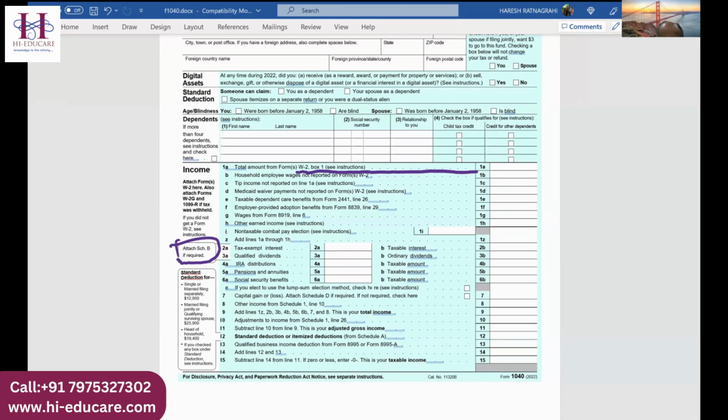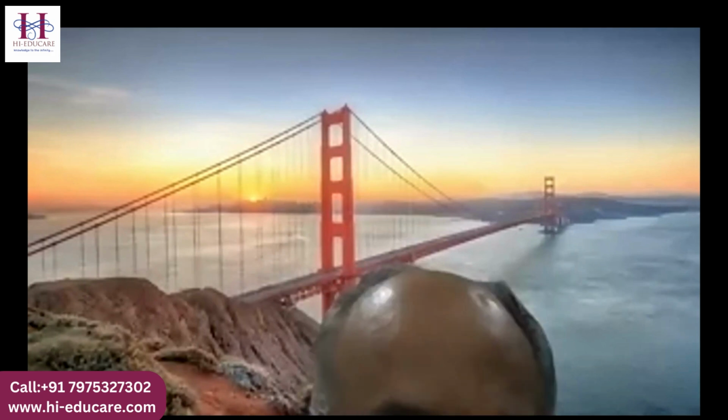Give me 1 minute. Schedule B. You can see Schedule B actually, right? Part 1 is the interest and part 2 is the ordinary dividends. Are you able to see the screen? Just give me 1 minute. If you're not able to see, let me share the screen again.